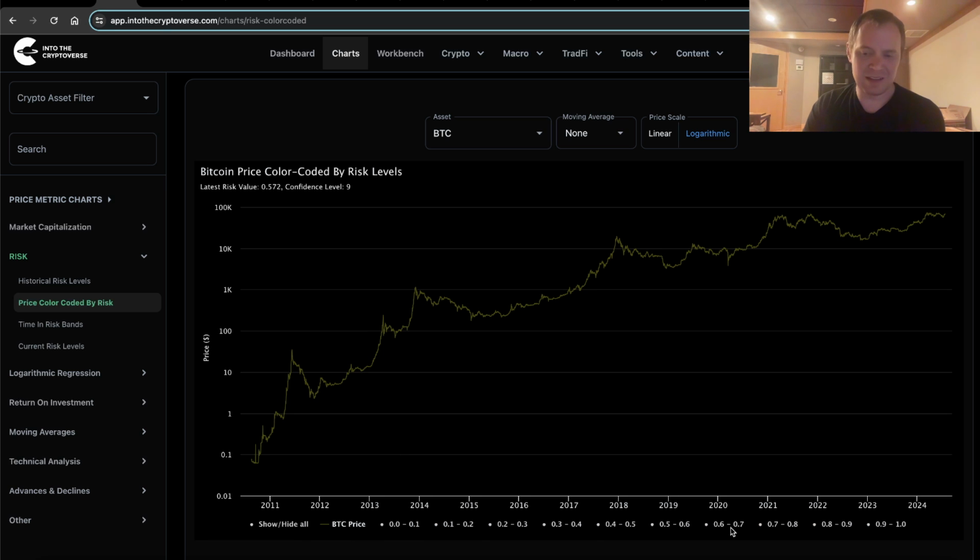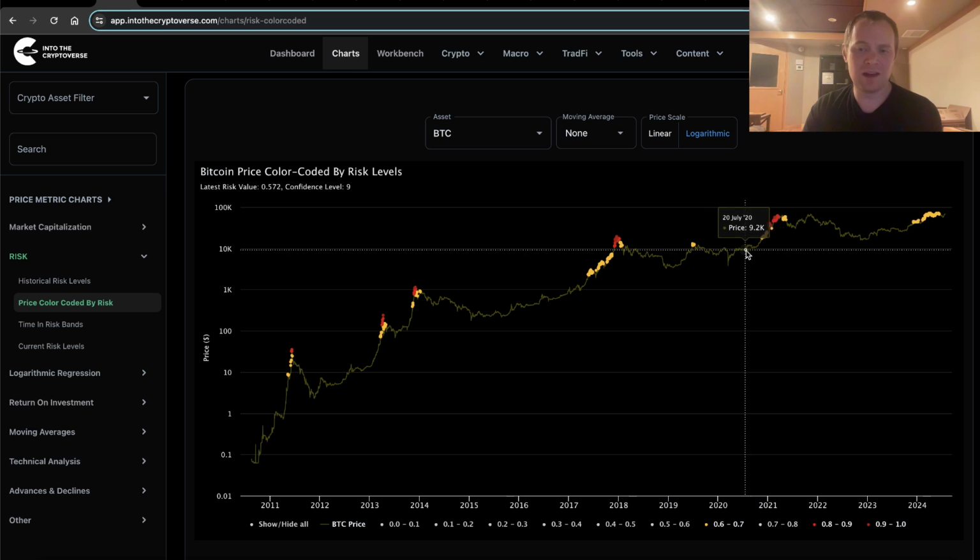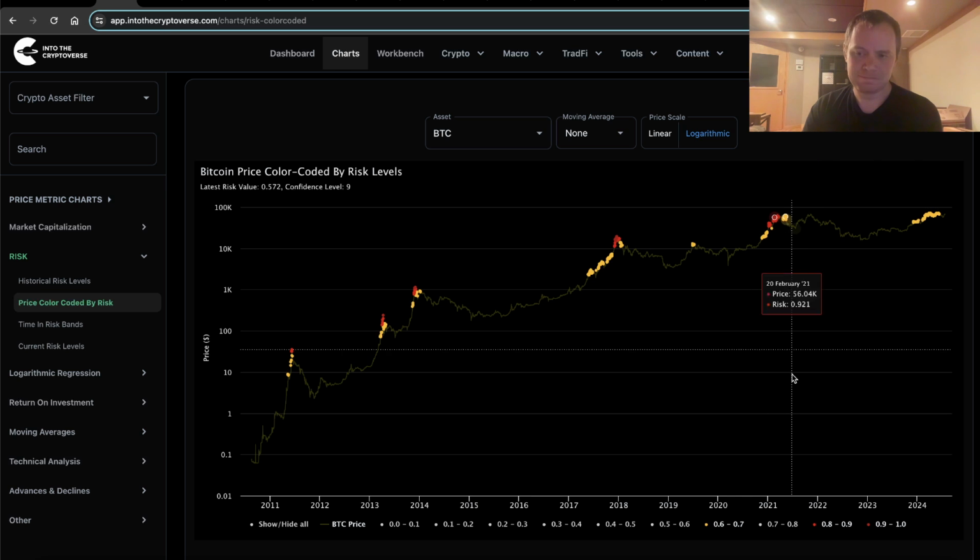If we isolate only 0.8 to 1 risk, you can see that at all prior market cycle tops, we went to the 0.8 to 1 risk span, which is not an area that we have visited so far. However, in 2019, we also did not visit that level, even though we actually got pretty close. We made it to the 0.6 to 0.7 risk span. The market then cooled off, and then we went up a bit later.